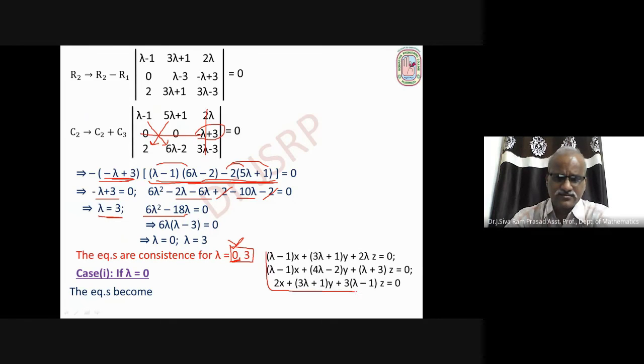what happens? Substitute lambda equals 0 in the given equations. Substitute lambda here 0. So 0 minus 1, minus 1 into x, minus x. Here lambda 0, 0 plus 1 into y, plus y. This is 0, 0 into z, 0. So we get minus x plus y equal 0. From this, x equal y.